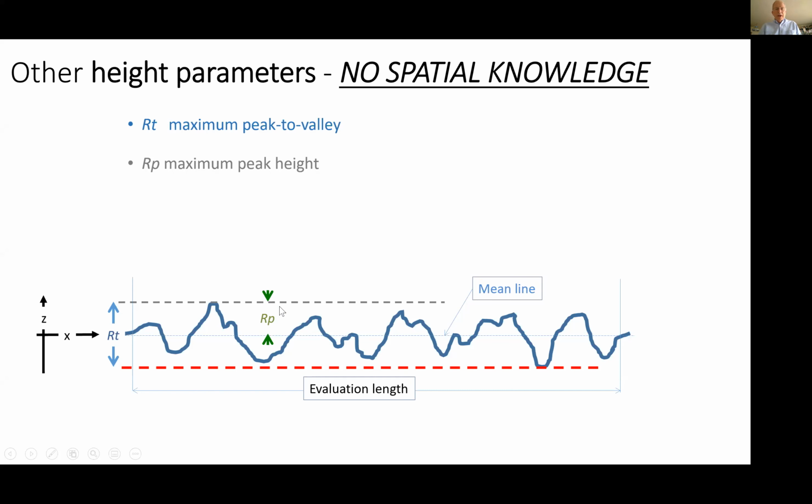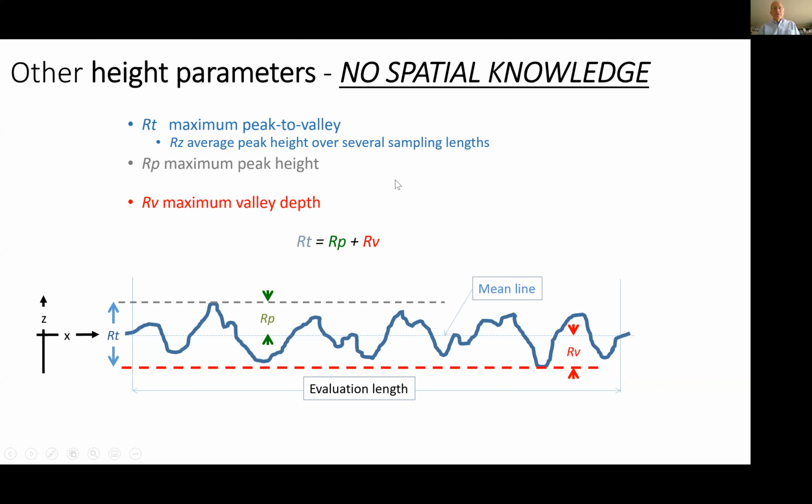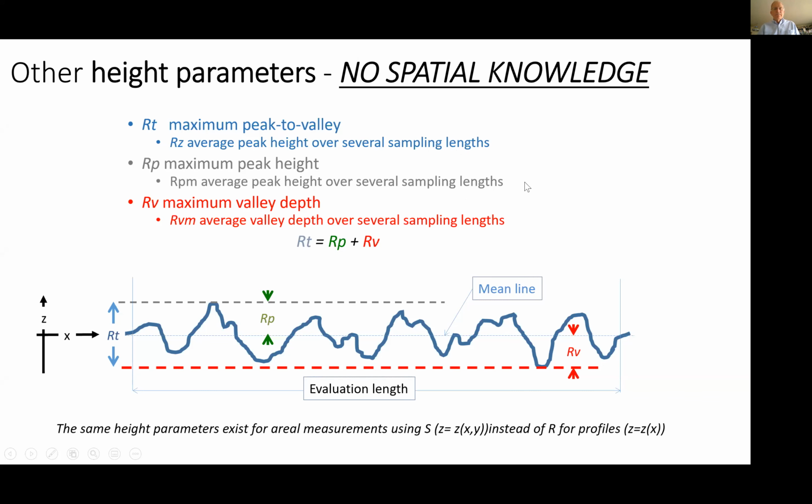So there are some variations on this. You'll see RZ sometimes, and this means that we break this profile up into several sampling lengths and then take the maximum peak to valley and average those. Same thing for the peak height, although we call it RPM and then RVM. For areal measurements, as I said, we'd have an S. Now, note, there is no spatial knowledge contained in any of these.